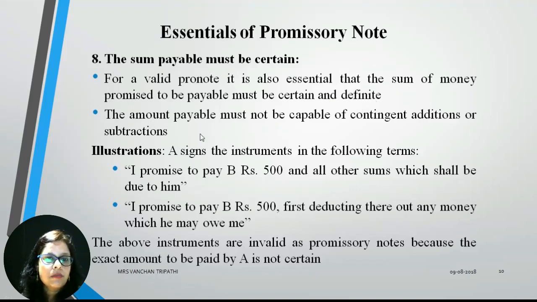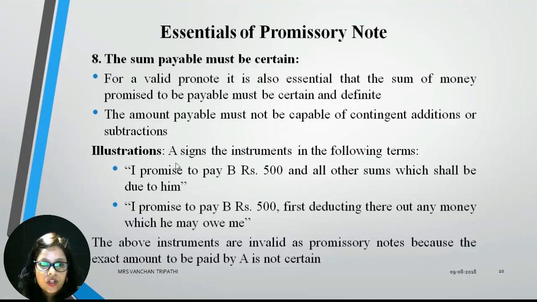The amount payable must not be capable of contingent addition or subtraction. A promissory note should not contain a lump sum amount. There should be an amount for which a person is making a promise to pay to the payee. The amount should be fixed.